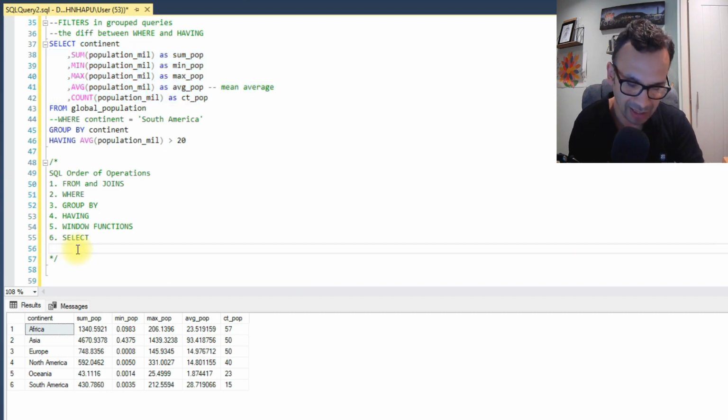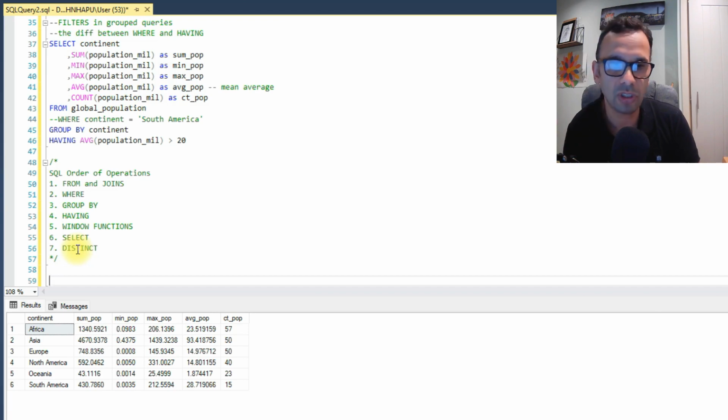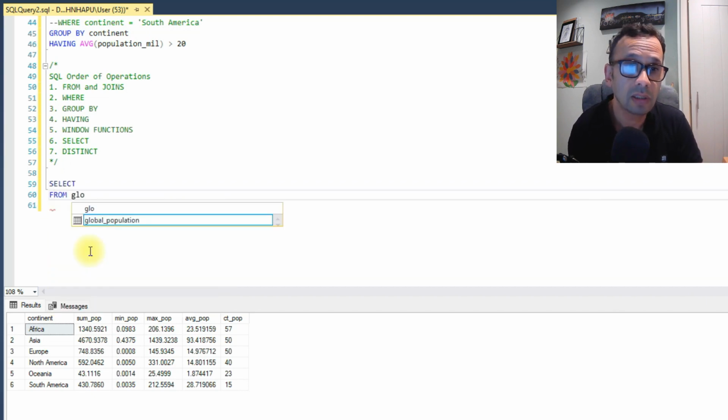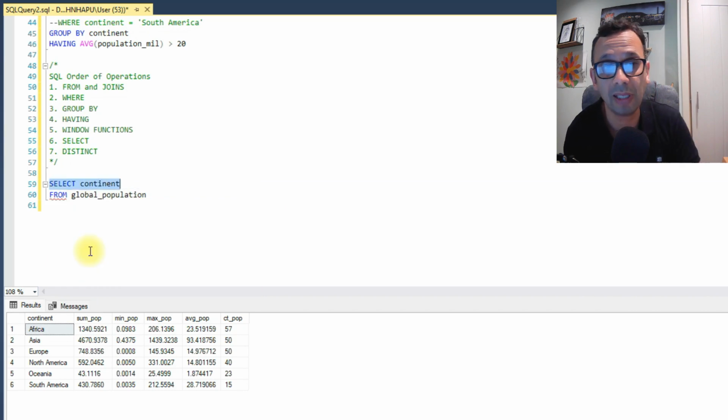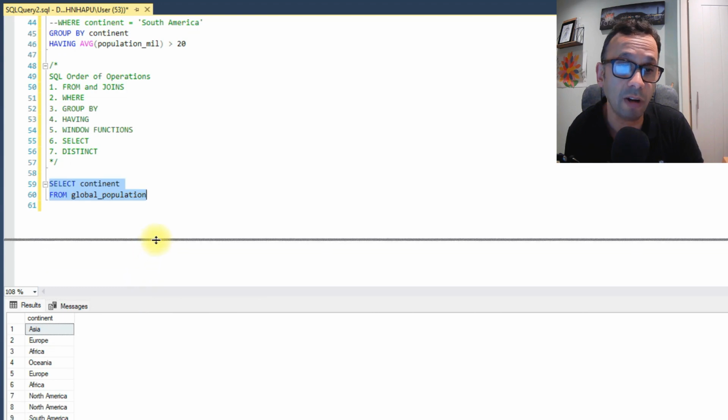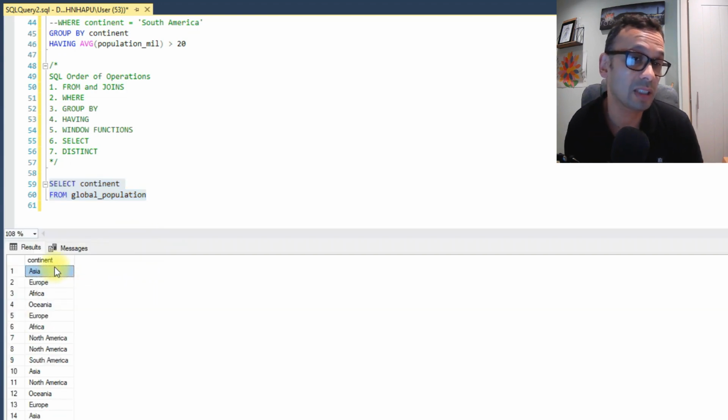The next thing it looks at is distinct. So what is distinct? Well, let me show you. So distinct is a way of getting unique values. So if we said select continent from global population, what that will do is it list us all our continents, all 235 values. But obviously, there are only 6 populated continents in the world. So we've got Asia, Europe, Africa, Oceania, Europe again, Africa again, North America again. So there's a lot of repeated values.